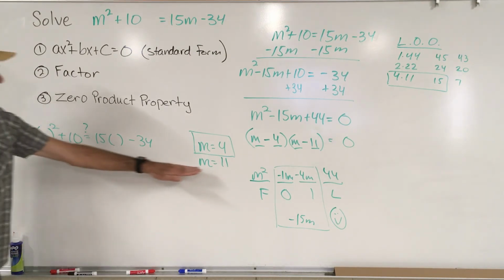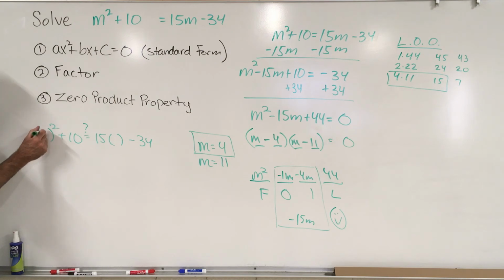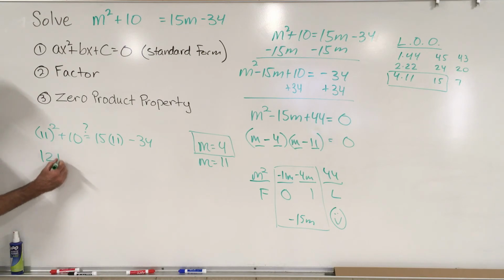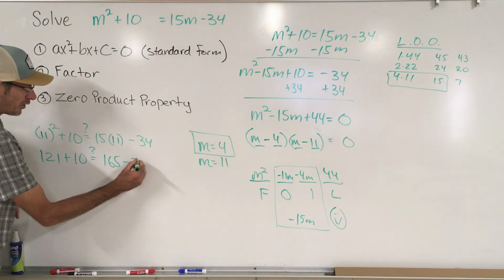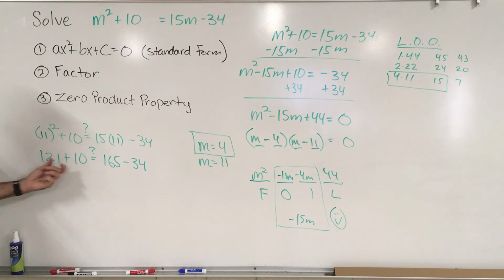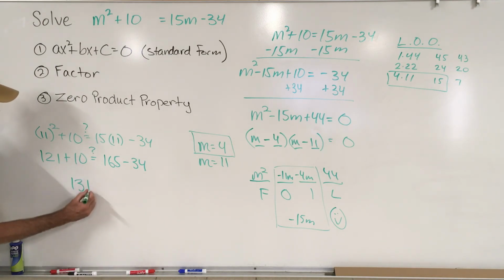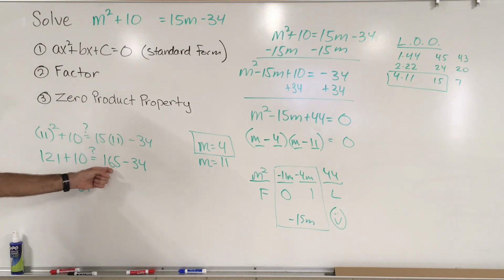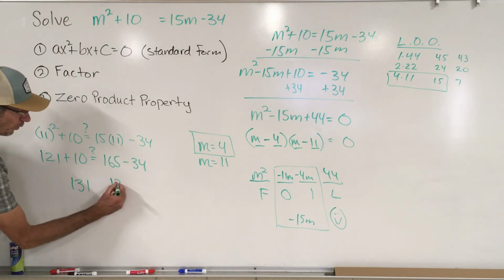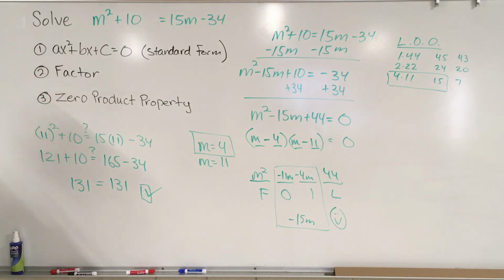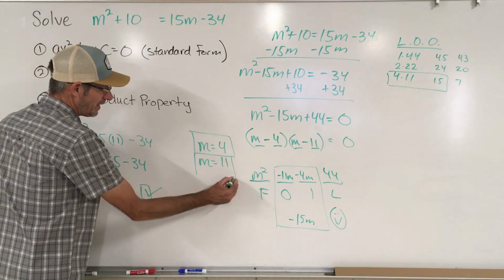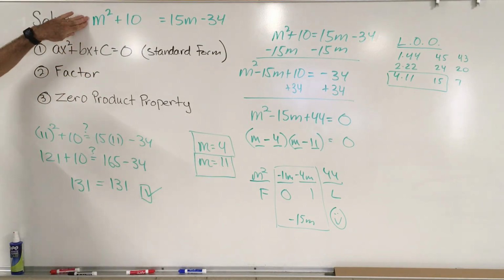Okay, so now I need to check and make sure that 11 also makes the left side equal to the right side. So I got that 11 times 11 is 121 plus 10. And I want to know if that equals 15 times 11, which is 165 minus 34. And so 121 plus 10 is 131. And I want to know if 165 minus 34 is 131. So those are the same. So 11 does make the left side equal the right side. So that is the other solution to this quadratic equation.